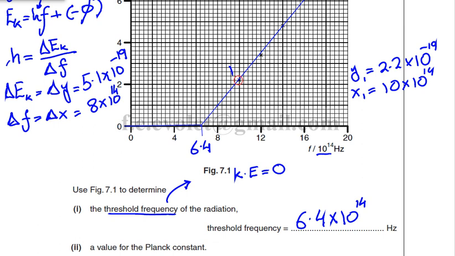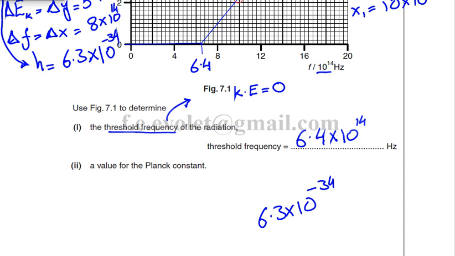Using these values in the above formula of h, we get the value of h as 6.3 into 10 to the power minus 34. Okay, that's right, 10 to the power minus 34. And its units are joules second.